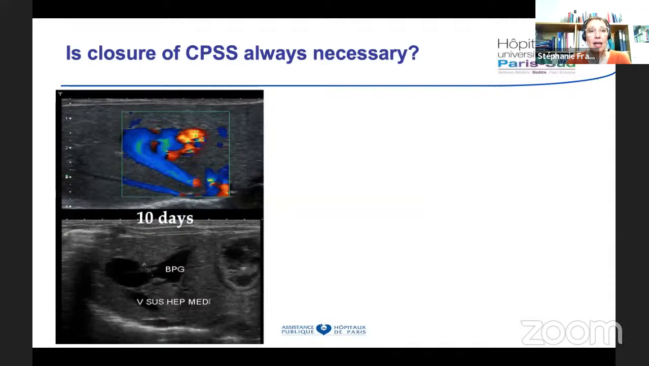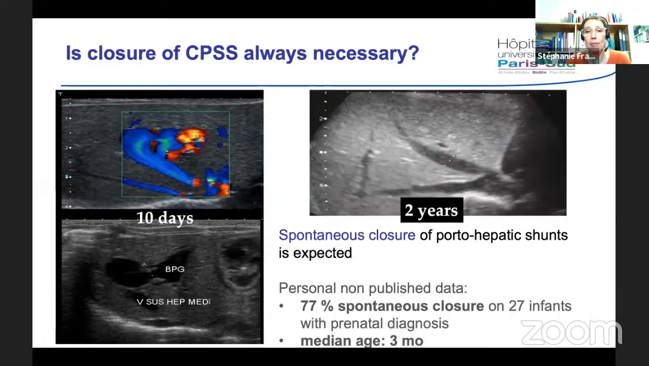Is closure always necessary? No. For the most frequent type I showed you, a portohepatic shunt, we expect spontaneous closure of those malformations in about 80% of patients, and in our experience at a median age of 3 months old. So we keep an eye on those children, hoping that it will resolve spontaneously.